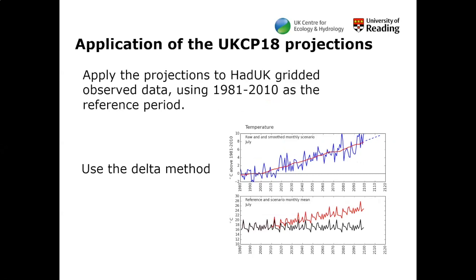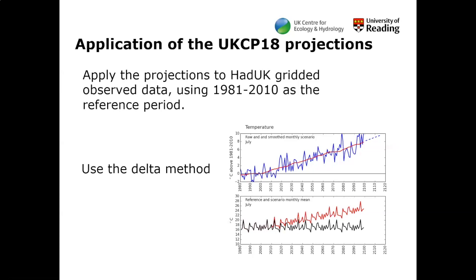So for example, this is one particular scenario for one particular location for one particular month. The blue line on the top panel is the UKCP18 projected change in temperature. That's a bit noisy, so we've smoothed that by putting the red line through. The bottom panel, the black line shows a repeat of the observed climatology if there were no climate change. And the red line essentially is the black line plus the red line from the diagram above. Now, that looks relatively straightforward.